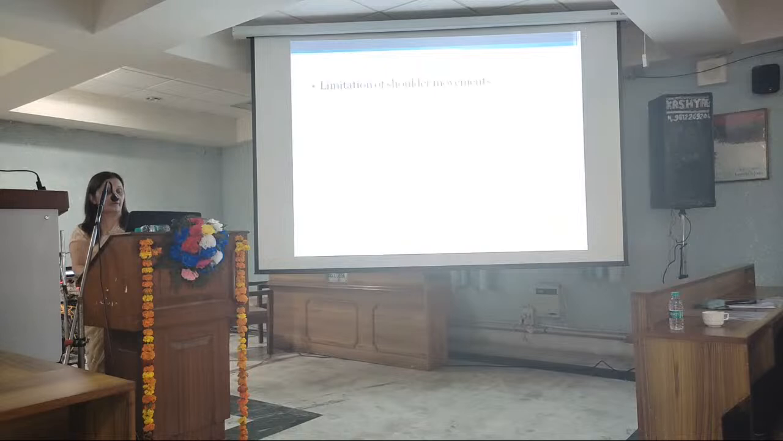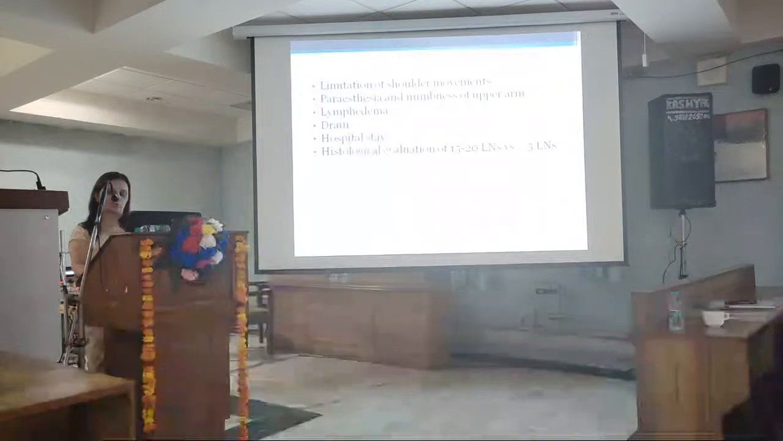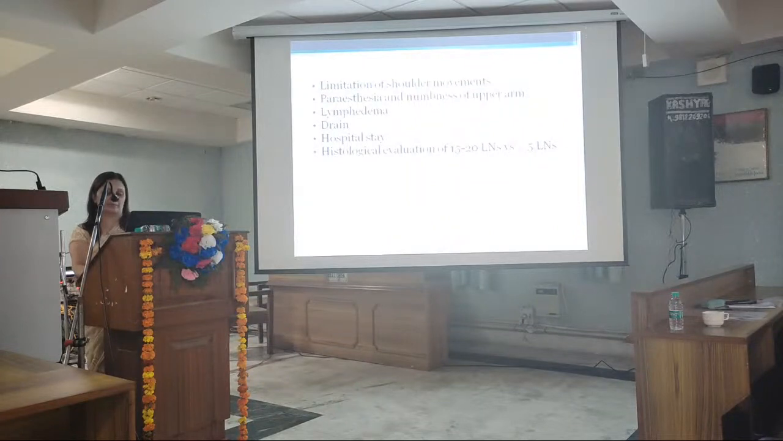What morbidity can it have? Because we have shoulder movements, sensory and motor components are there. There is limitation of shoulder movements, there is paresthesia, numbness of the upper arm. There can be lymphedema in approximately 30% of the patients, and we put a drain after doing the axilla. So hospital stay increases because of the drain. And overall, from the pathology point of view, we have to examine 15 to 20 lymph nodes, versus 5 lymph nodes for the sentinel lymph node biopsy. So the smaller the number of lymph nodes, the better the report we can expect from the pathologist.